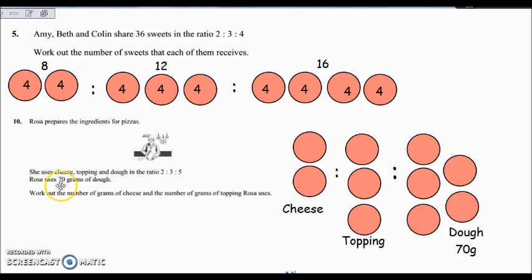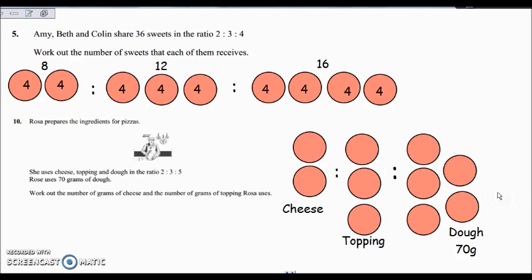And it says Rosa uses 70 grams of dough. So it doesn't tell us what all of this is worth. It just tells us what the dough is worth. The dough is worth 70. Well, how many circles did the dough have? And the dough's got 5. So what is 70 divided into 5 circles?